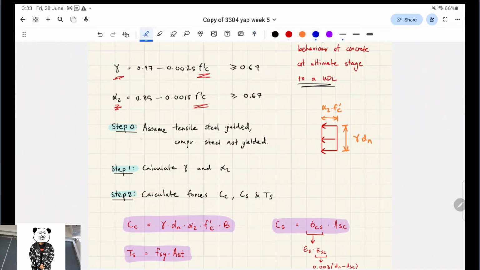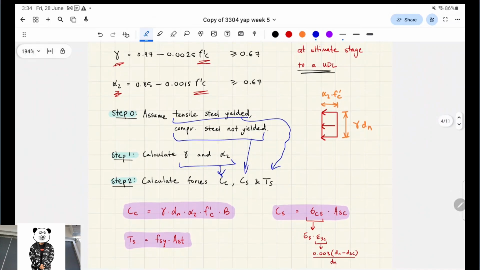So let me show you how this all feeds into each other. These two feed into the concrete compressive force, right? The compressive steel not yielding, you can find the force of the compressive steel using that assumption, and you can find the force of the tensile steel using the fact that it has yielded, right? So if you look down here at CC, we basically multiply this axis by this axis, and then we have to multiply it by the width of the concrete. So what that looks like on a section is something like this, right?